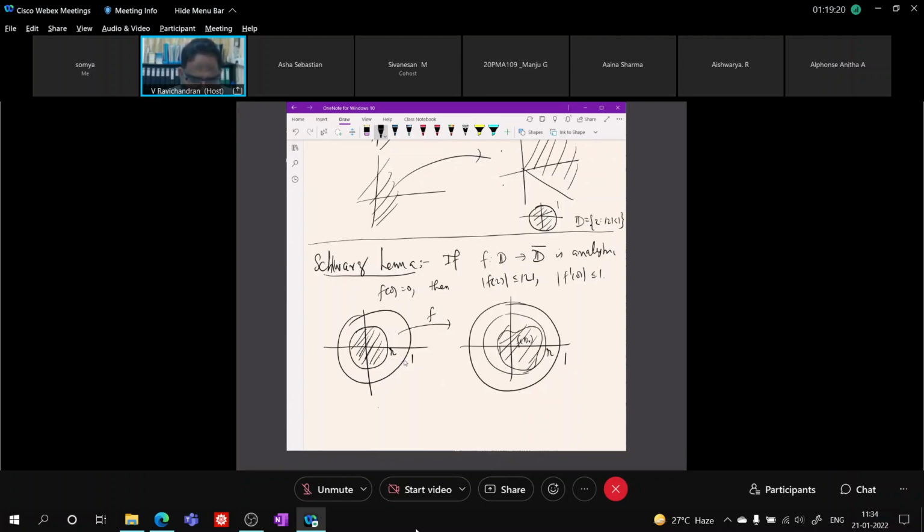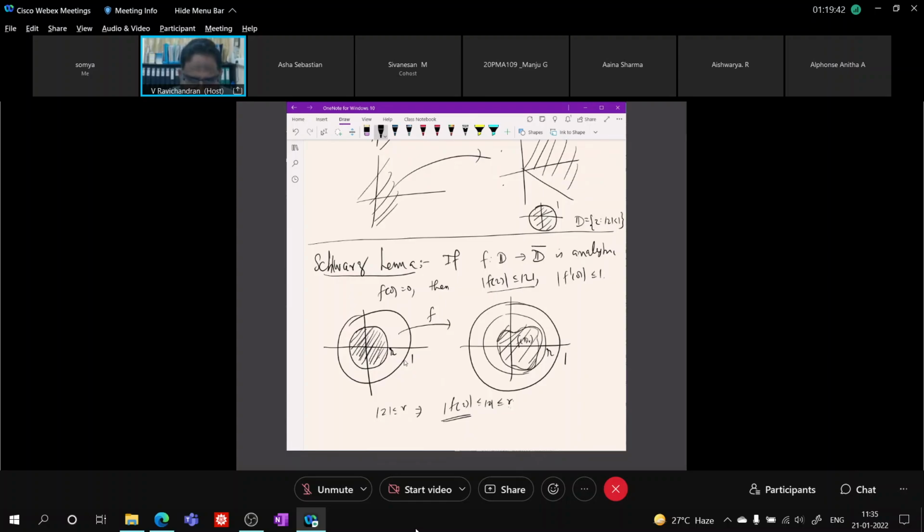Why? Because if mod z is less than or equal to r, including the boundary, or if you exclude it, less than r, then from here what we will see is mod f z is less than or equal to mod z, less than or equal to r. So mod f z is also less than or equal to r. So this will map the inside portion of the disk of radius r to somewhere inside the disk of radius r.